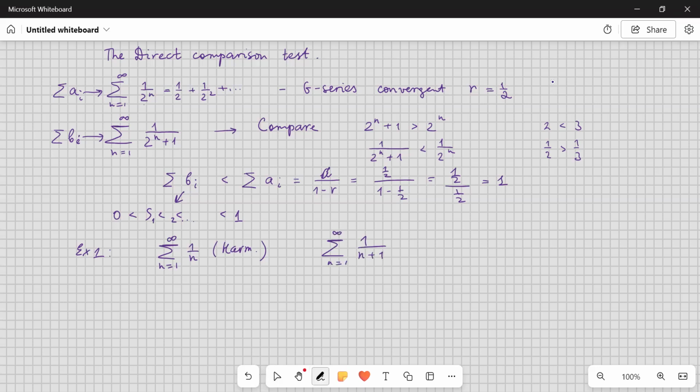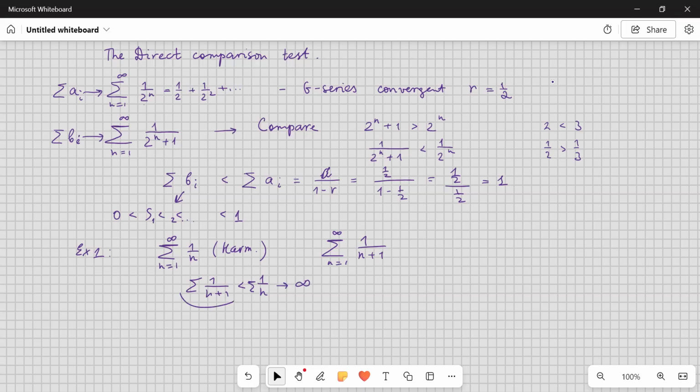Well, this is not harmonic, but it's very close to harmonic. So we know that 1 over n plus 1 is going to be less than 1 over n. And we also know that this series, if we put sigma here and sigma here, this one goes to infinity. If something is less than infinity, there is no actual conclusion about what it is, because something less than infinity can be another infinity or can be a number.